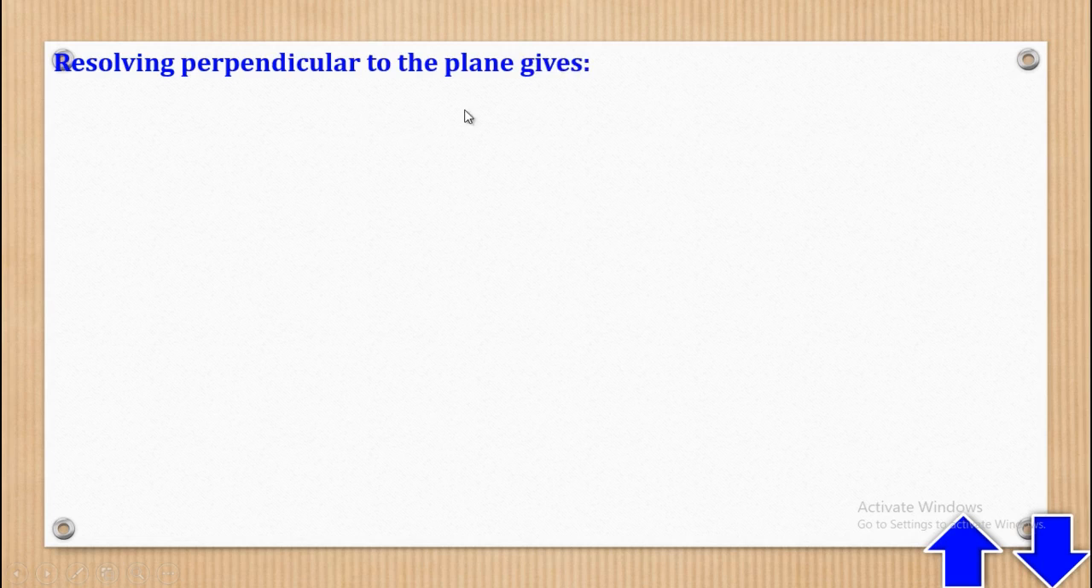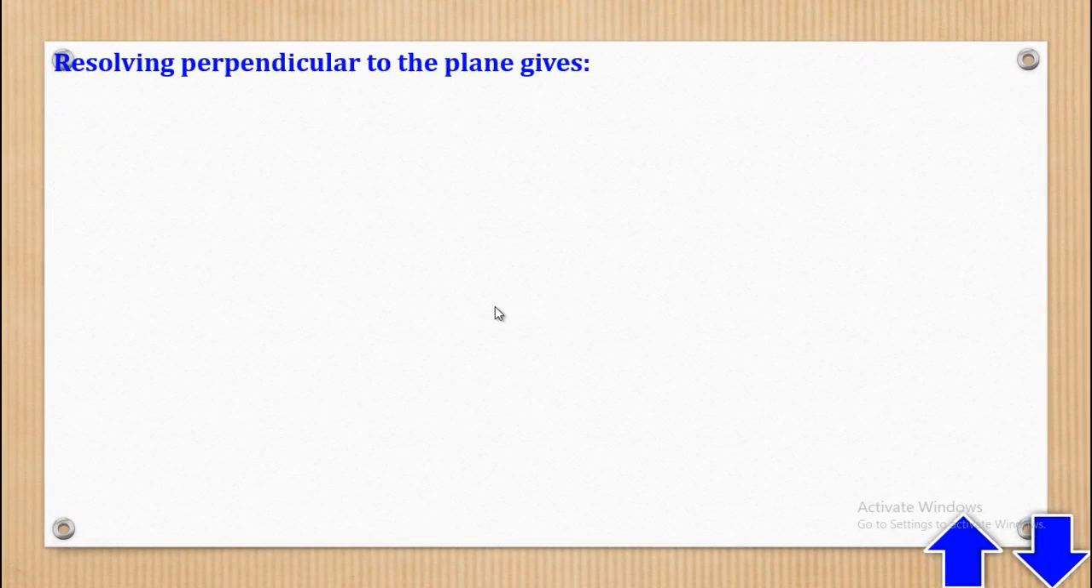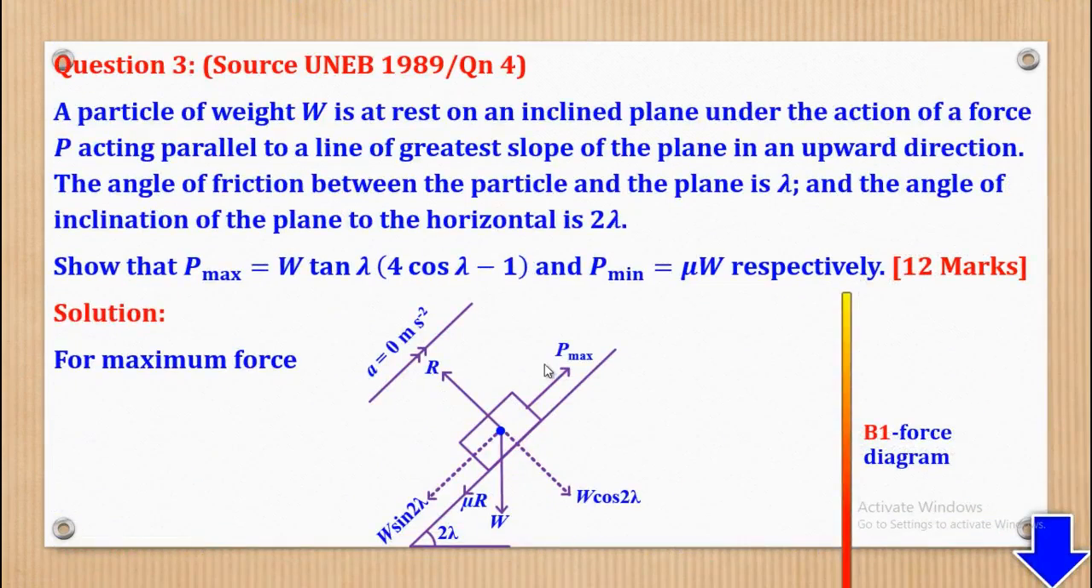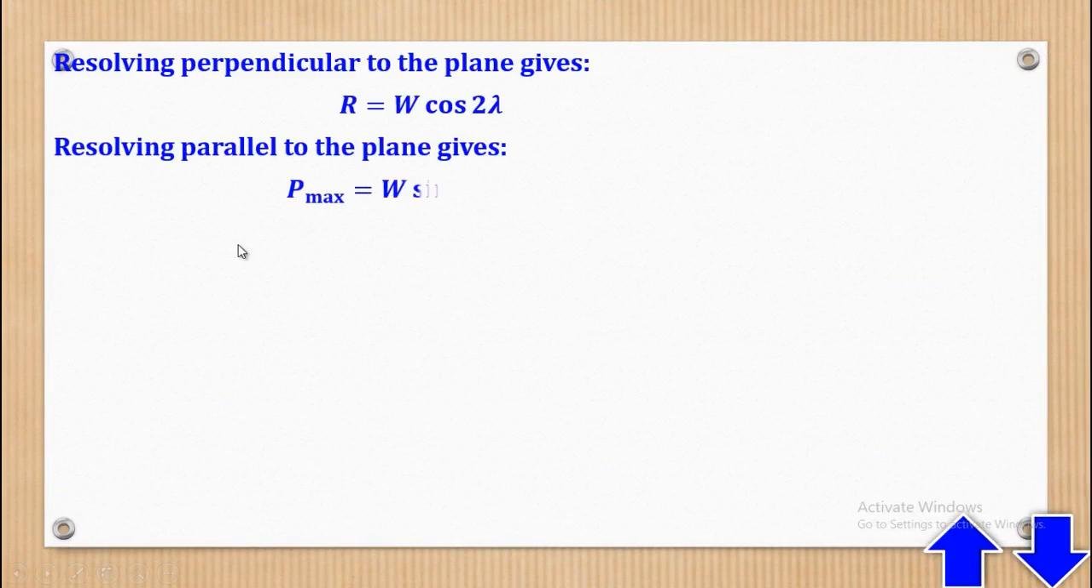So now next will be resolving. When I resolve perpendicular to the plane, I'll get R equal to W cos 2 lambda. So I'll come here and say that R is equal to W cos 2 lambda. What about resolving parallel to the plane? Now when I resolve parallel to the plane, P max will be equal to W sine 2 lambda plus mu R, and that is because acceleration is 0. So I'll come here and say P max is equal to W sine 2 lambda plus mu R.